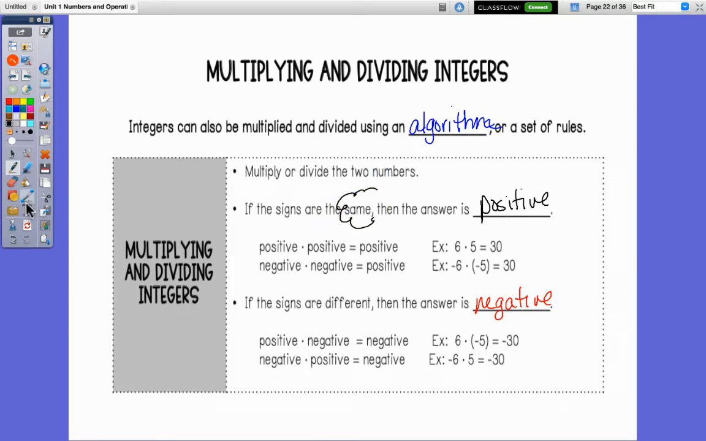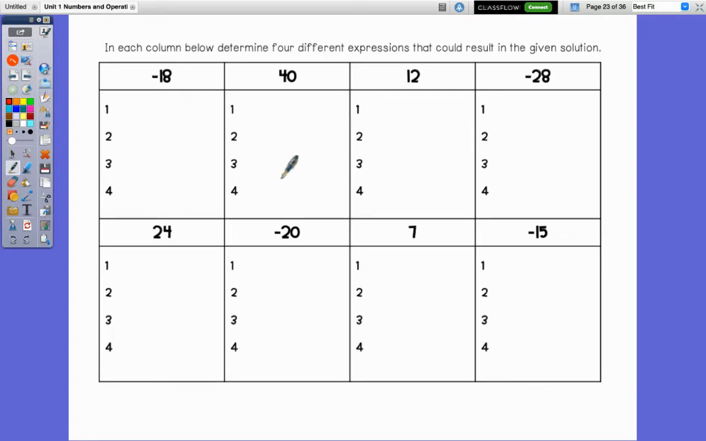So if the signs are the same, the answer is going to be positive. A positive times a positive is a positive. A negative times a negative is a positive. If the signs are different, one's positive and one's negative, the answer will be negative. We're going to do a couple of these, and then you're going to practice on your own. I'm going to do the first one, and this is a negative, so I'm going to use at least one negative number.